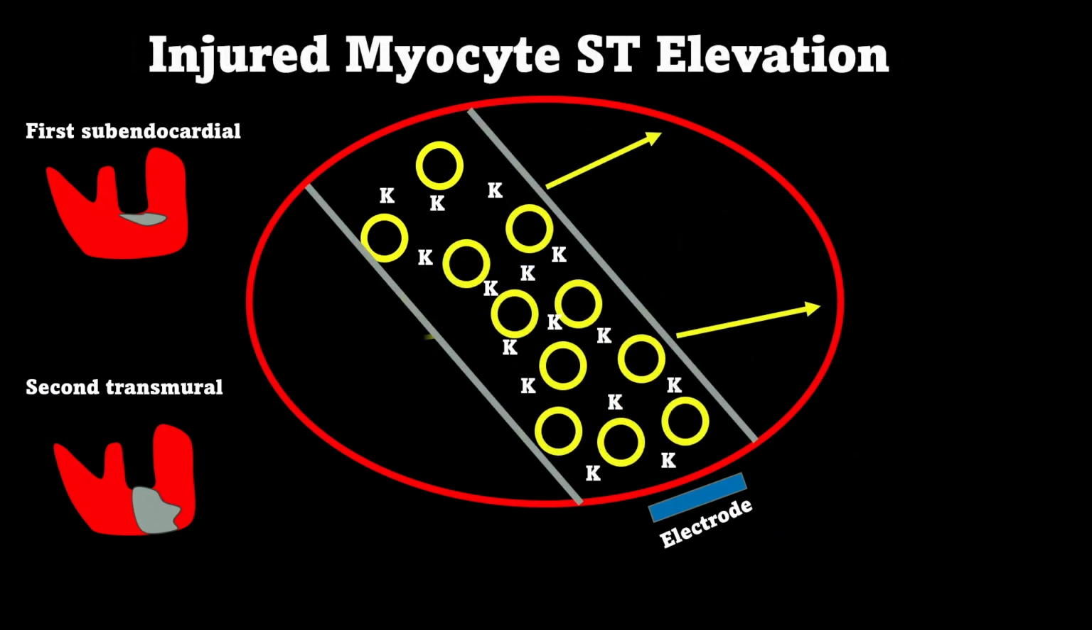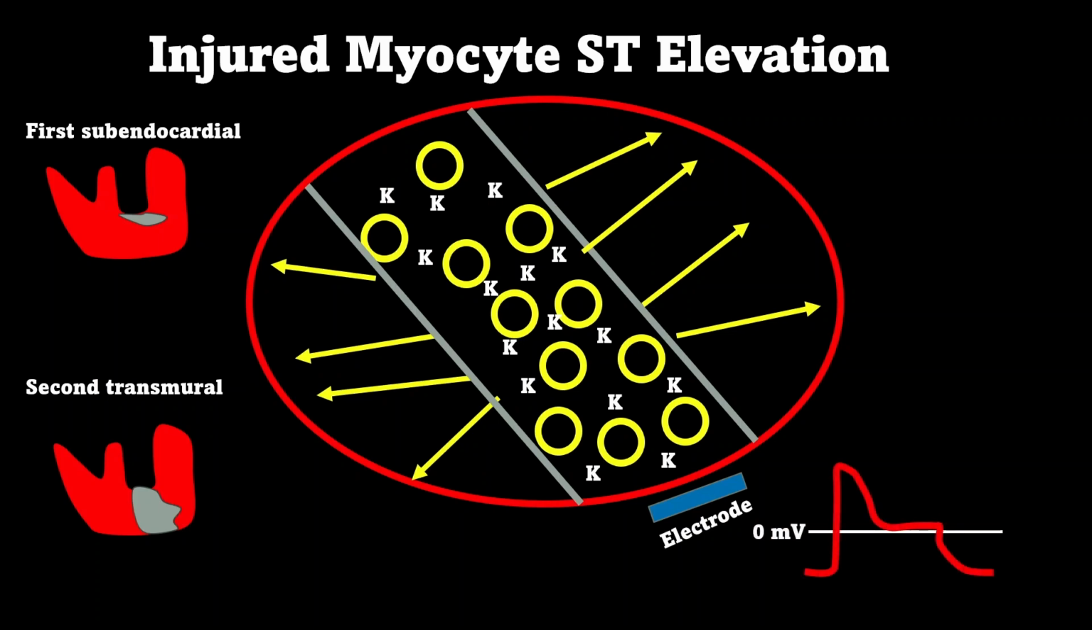So now we talk about our transmural infarction, or full thickness. Just like before, we have a bunch of extracellular potassium. And in a full thickness infarction, because it is full thickness, the impulse can't head towards the electrode, and the impulse has to head to the sides and away from the electrode. So because depolarization is happening away from the electrode, our isoelectric line will start lower than 0 millivolts.